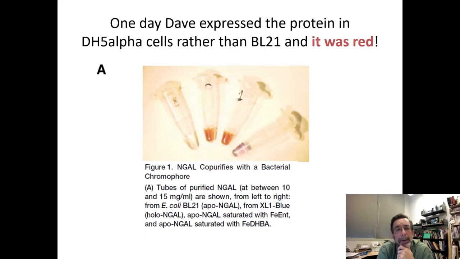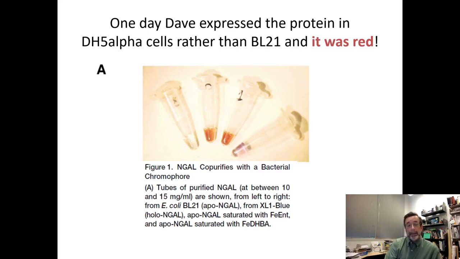One day Dave expressed the protein in DH5 alpha cells, which are usually used for cloning DNA, not for expressing protein. And when he purified the protein, he saw that it was orange, and immediately he knew this is probably an iron-binding protein. This is our first sign that it was not just a lipocalin, but a siderocalin, an iron-binding cup.